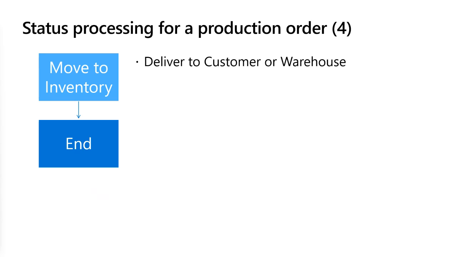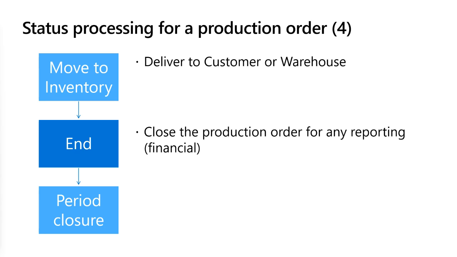The next status on the production order is actually the status end. So if you are ending a production order, that means that you financially close the production order, so you cannot report any changes or additional costs anymore on that production order.